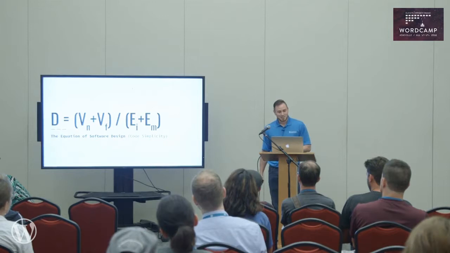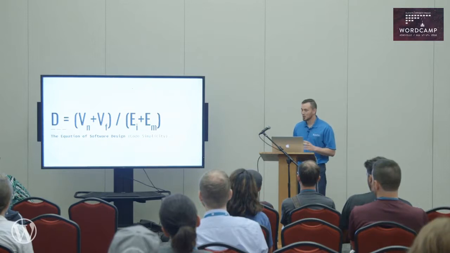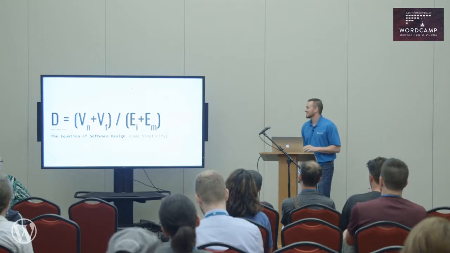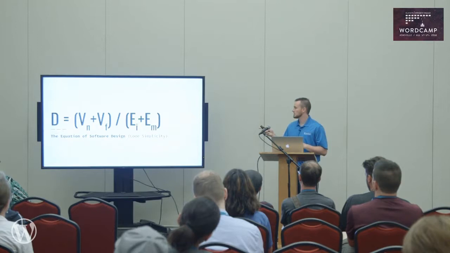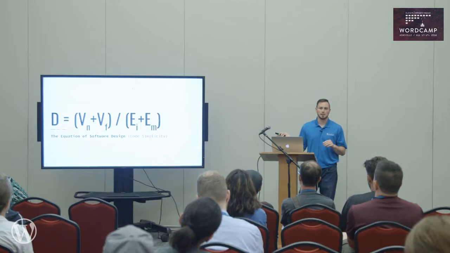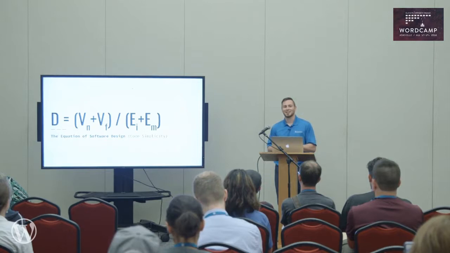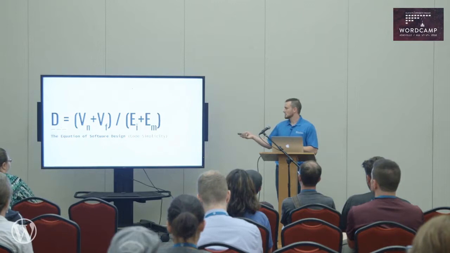So this is a simple maths problem, right? There's no code in this presentation, but there is maths. This is a pretty cool formula, essentially. Has anybody here read the book Code Simplicity? Everybody should go out and buy the book Code Simplicity. It's a really good book. Some of the stuff I'm covering today is from the book. But this is essentially the equation of software design, right?